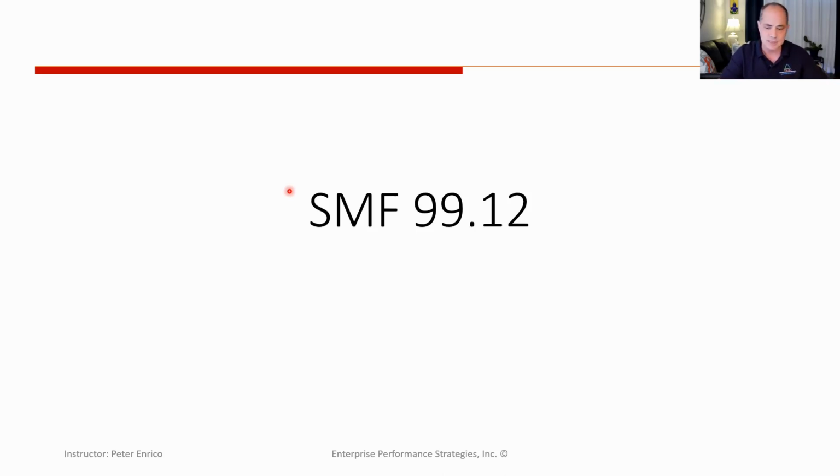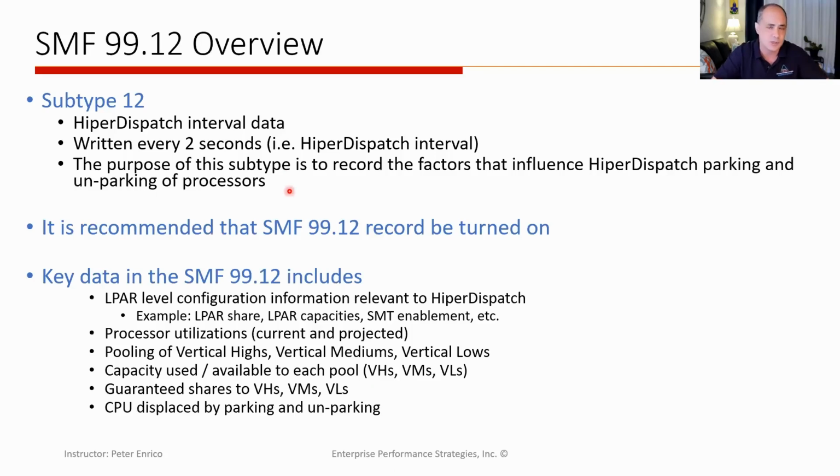Another record of interest is the 99 subtype 12 record, which I had mentioned earlier, which is the hyperdispatch record. This record is cut every 2 seconds, as opposed to the 99 subtype 6, which is cut every 10 seconds. The purpose of this record is to help us understand things that influence hyperdispatch decisions, such as pooling and parking and unparking. We do recommend that these records get turned on because they contain super interesting information relative to the LPAR's configuration, the utilizations of the LPARs, pooling of the processors of the LPAR, capacity being consumed by each of the pools, the guaranteed share, and things such as that.